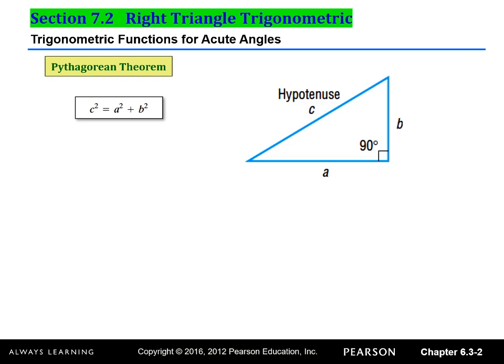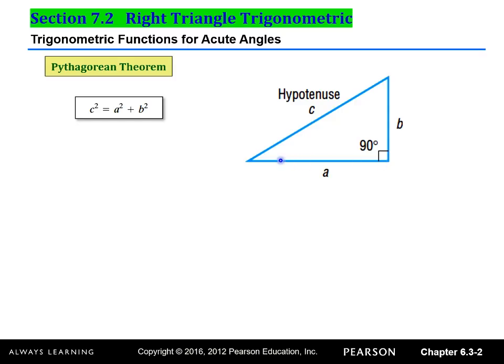In section 7.2, we will be introducing the trigonometric functions for acute angles. When you see acute angle, this is an angle whose measure is less than 90 degrees. And this is a right triangle. So when you say right triangle, one angle measures 90 degrees, or there is a right angle in this right triangle.